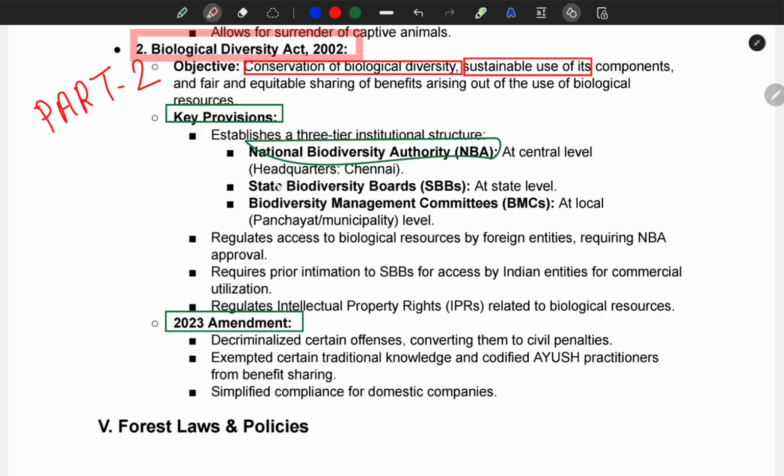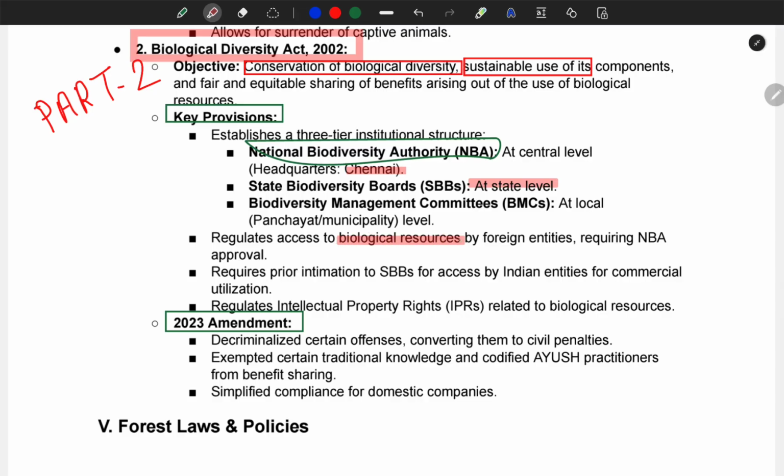Key provisions: establishes a three-tier institutional structure. National Biodiversity Authority (NBA) at central level, headquartered in Chennai. State Biodiversity Boards (SBBs) at state level. Biodiversity Management Committees (BMCs) at local panchayat and municipality level.